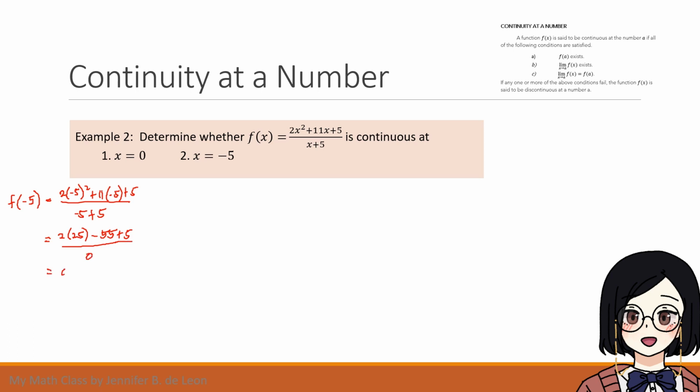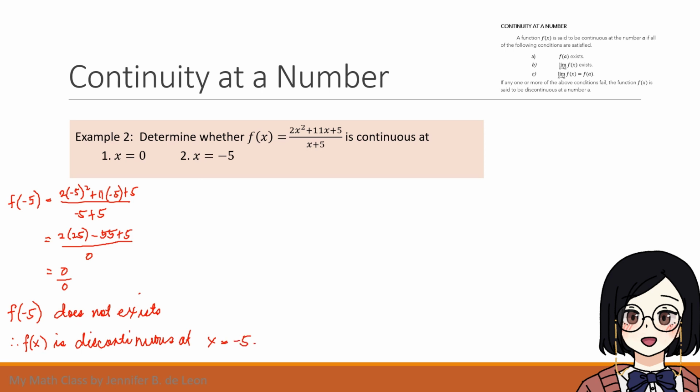Now, in the numerator, we also have 0. So, this is an indeterminate form. Therefore, f(-5) does not exist. Therefore, we can say that f(x) is discontinuous at x = -5.